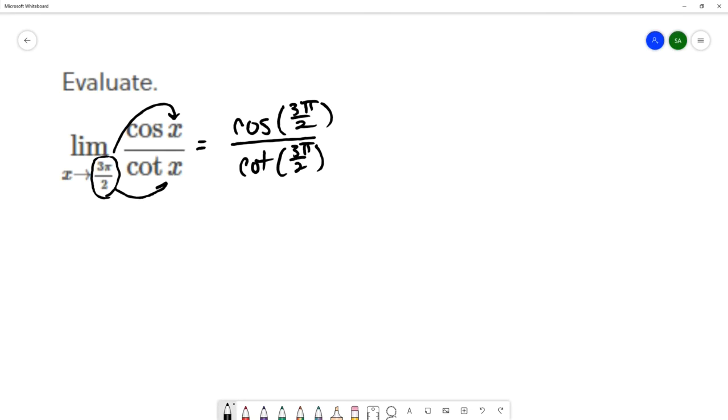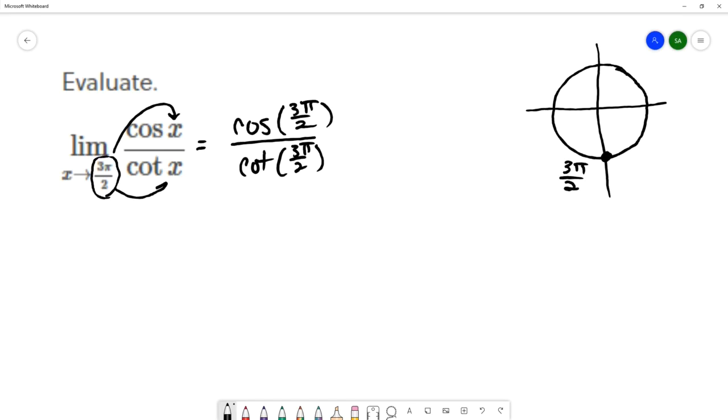And to evaluate this, I need to remember the unit circle. On the unit circle, an angle of 3 pi over 2 is right here, and that point on the unit circle is (0, negative 1). I also need to know the definition: cosine of an angle will be the x, and cotangent of the angle will be x over y. So I'll use those coordinates to get those.